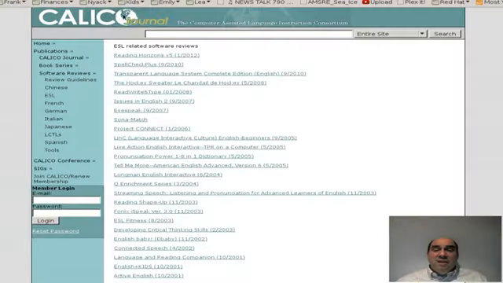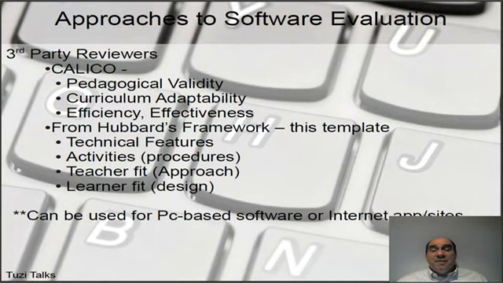Calico, as you know, is a consortium online that does a lot of work with Computer Assisted Language Learning. And they have in their publication something called software reviews. And they review software. You can then go into, for example, ESL, and here's all this software that they have reviewed. And these are people who play with the software, they explore with it, and then they write up an article about it. So you could use them to do some type of data collection as well.